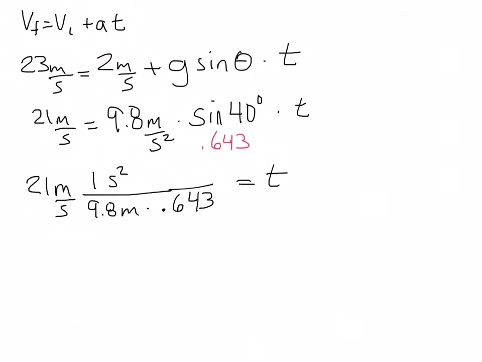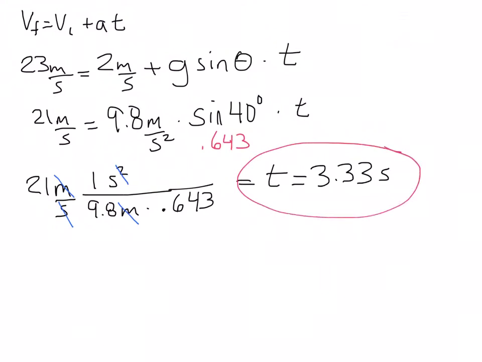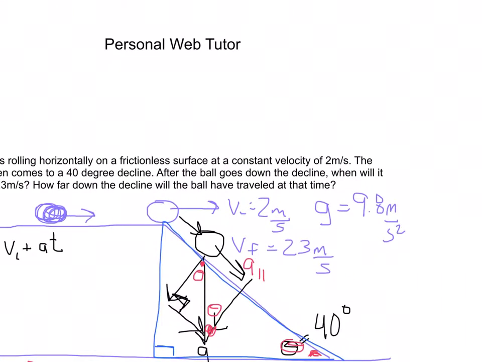So notice we've got 1 meter cancels here and a second there and one of those seconds. And after you do all of these calculations, you take 21, divide it by 9.8, and then divide that by 0.643. We get that time is equal to 3.33 seconds. And that's the answer to the first part. The next part of the problem says, how far down did it go during that time?